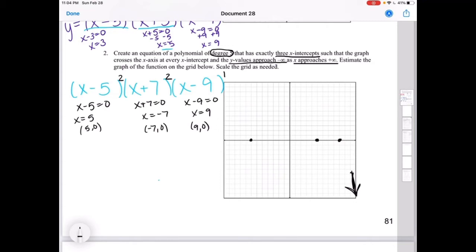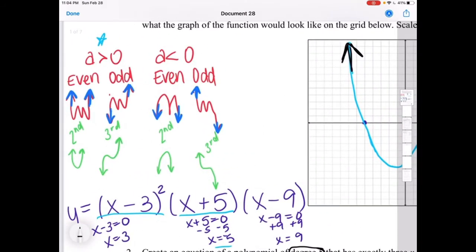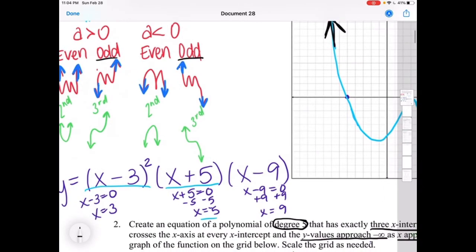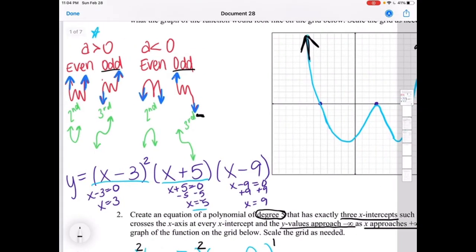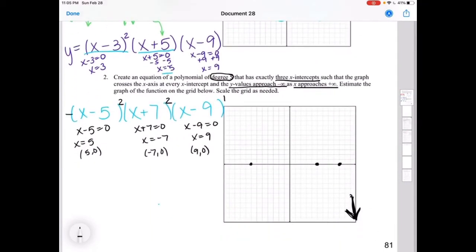Okay, so now that I have a degree 5, and I also know that my end pattern is going to be going towards negative, I can make a couple predictions here. I'm going to go back up to my chart, and I'm going to say, okay, I already know that it has an odd degree, so it has to be one of these 2 options. But I know that my end behavior has to end in a downward arrow. So my only option is this one. So that tells me that my A value is going to be less than 0. So for me to make this work, I have to put a negative in front of my polynomial equation.